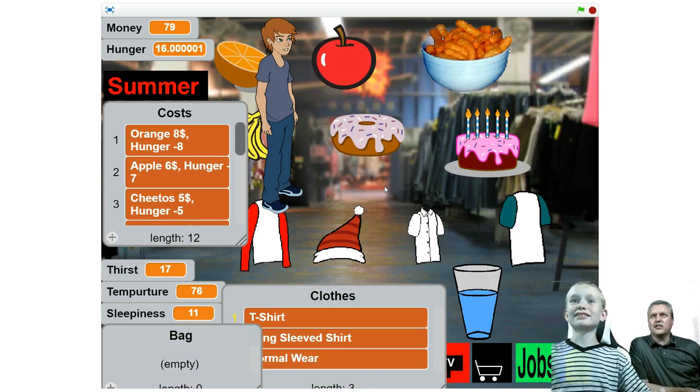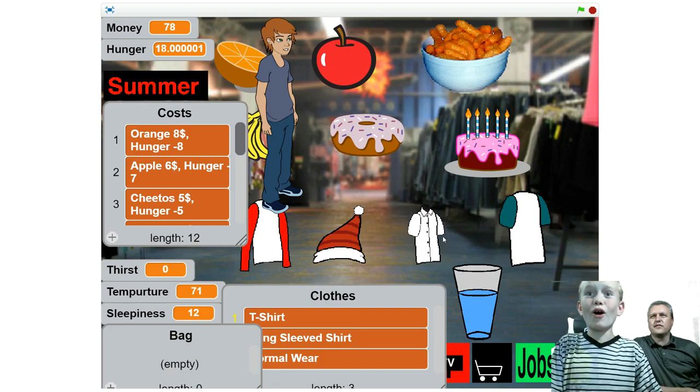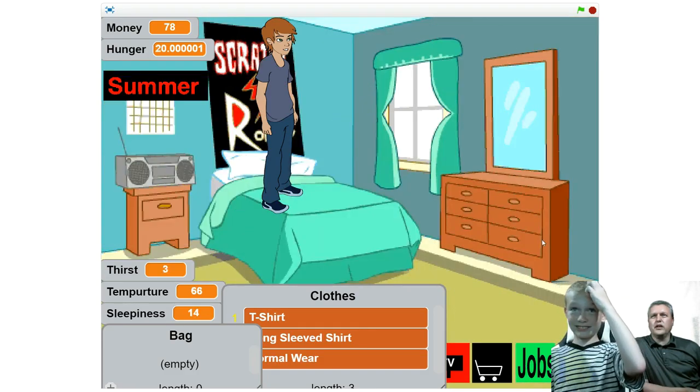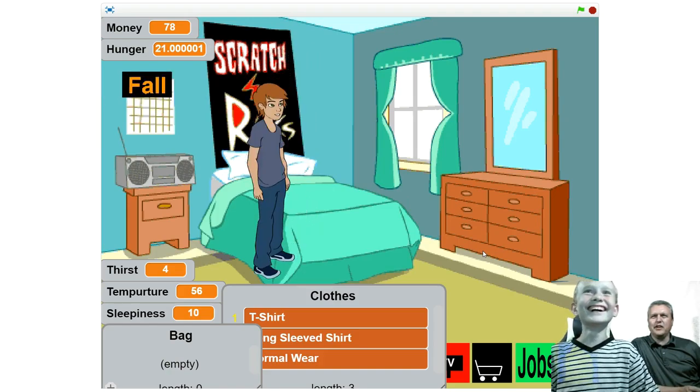It's like your hunger is rising, and your sleepiness and your thirst. Thirst there. I think if you get to 20 thirst, you have issues. You're at 20 hunger. Is that a problem? Not for a while. So you're on the bed. I see your sleepiness is disappearing.